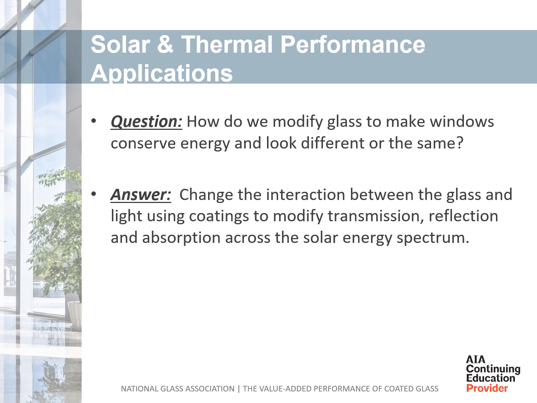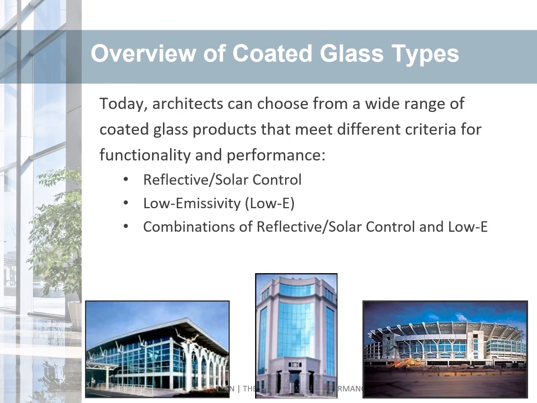One might ask, how can glass be modified with coatings? As we've discussed, coatings are designed to impart various properties to glass, such as for solar control, reflected color, visible effects, and low E or infrared reflection aspects. Today, architects can choose from a wide range of coated glass products that meet different criteria for functionality and performance, including visual and thermal aspects of glass.